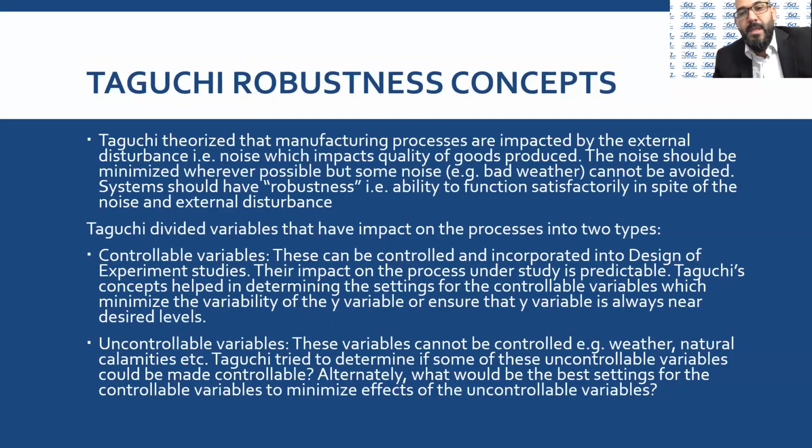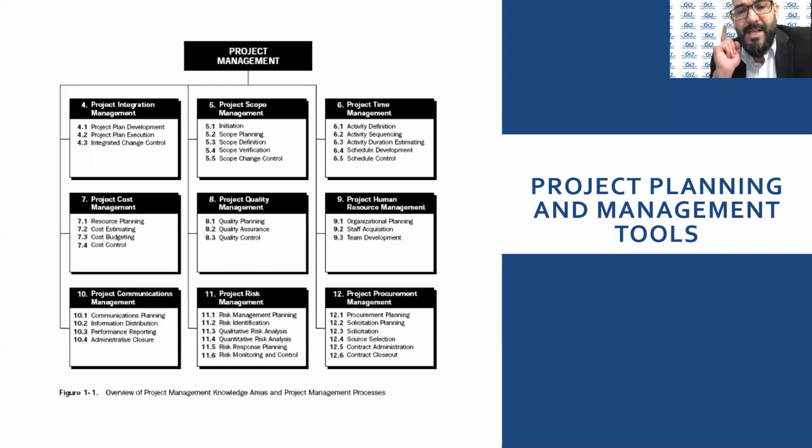Which means that Goshi came up with the idea of the noise. Any process has a noise, and this noise could be controllable variables and uncontrollable variables. Once you know what the controllable variables are, these are the variables that you can predict. However, the uncontrollable ones you can't predict, but what you need to do is minimize the impact of these uncontrollable variables.